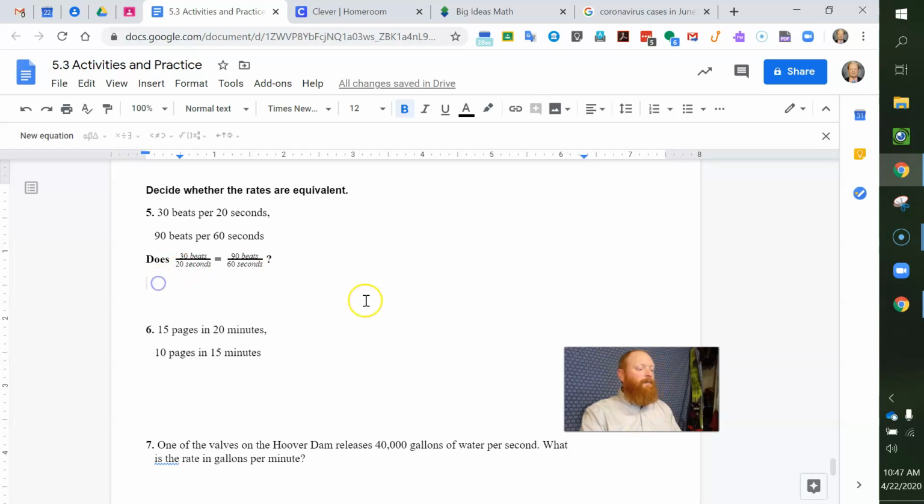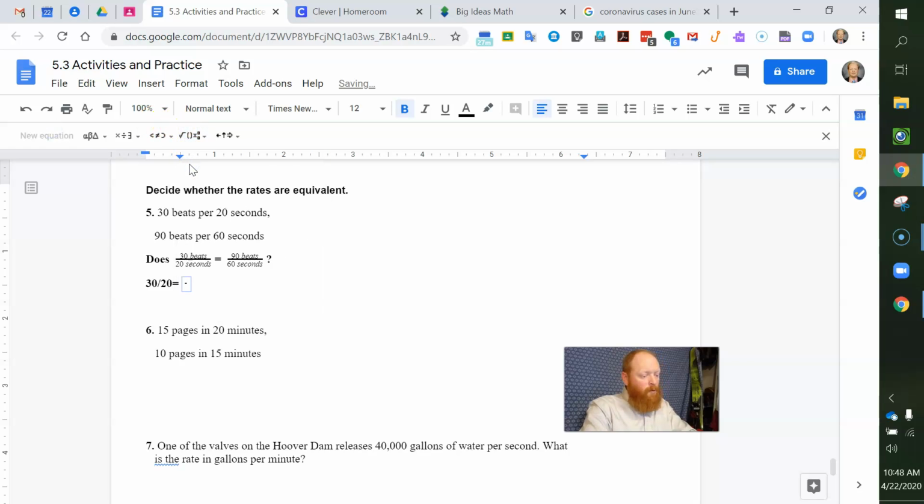So we do this the same way. We would take 30 and divide that by 20, and that would give us 1.5 beats in 1 second. It's kind of like a heart rate.